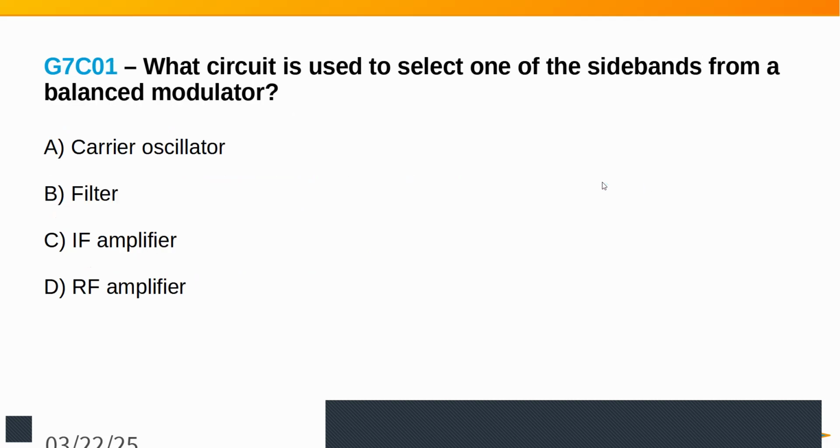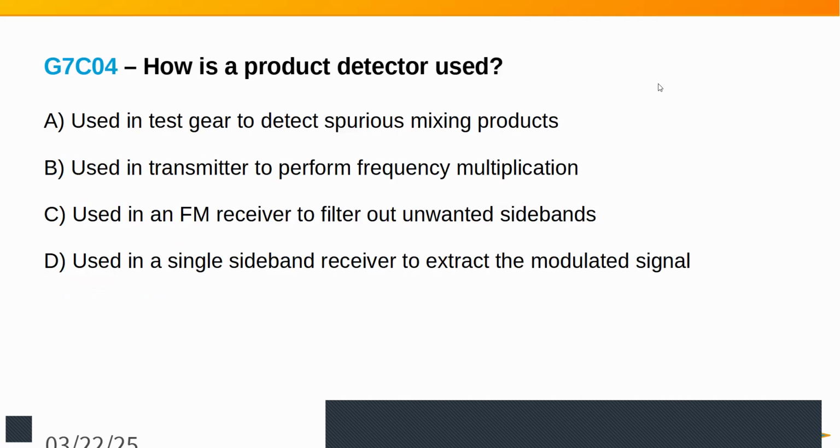What circuit is used to select one of the sidebands from a balanced modulator? Bravo. Usually a pretty good filter, a crystal filter. Little box. How is a product detector used?